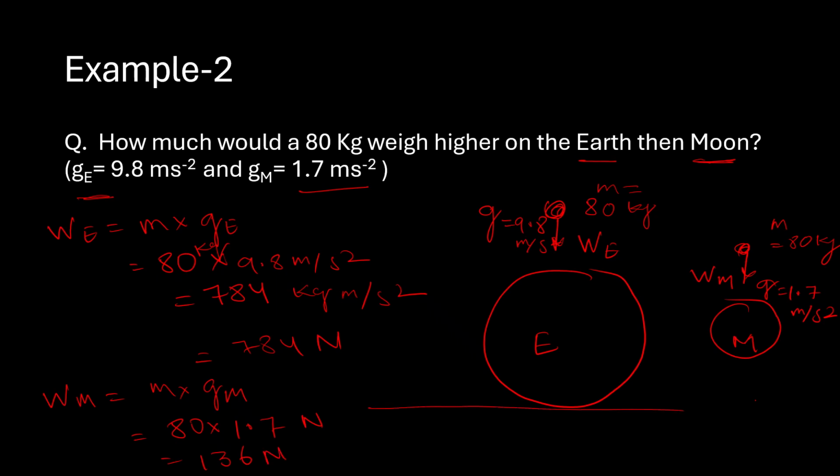So what is the difference? The difference is WE minus WM, which is 784 minus 136, equal to 648 Newton. So the weight of that body on Earth is 648 Newton higher than the weight of that body on the Moon, right? So I hope it is clear, your understanding of force, mass and weight.